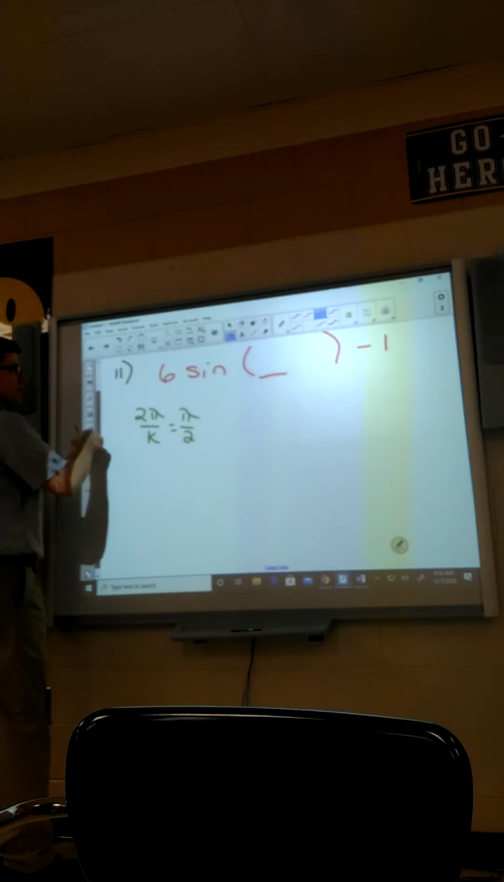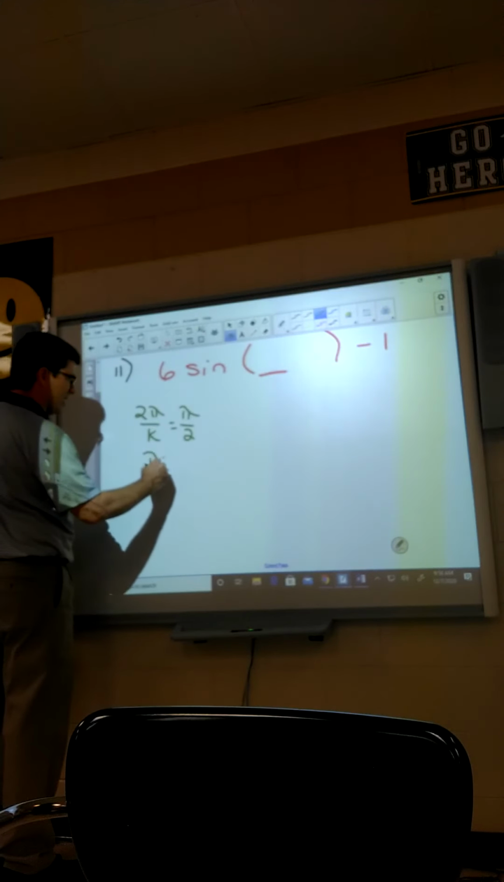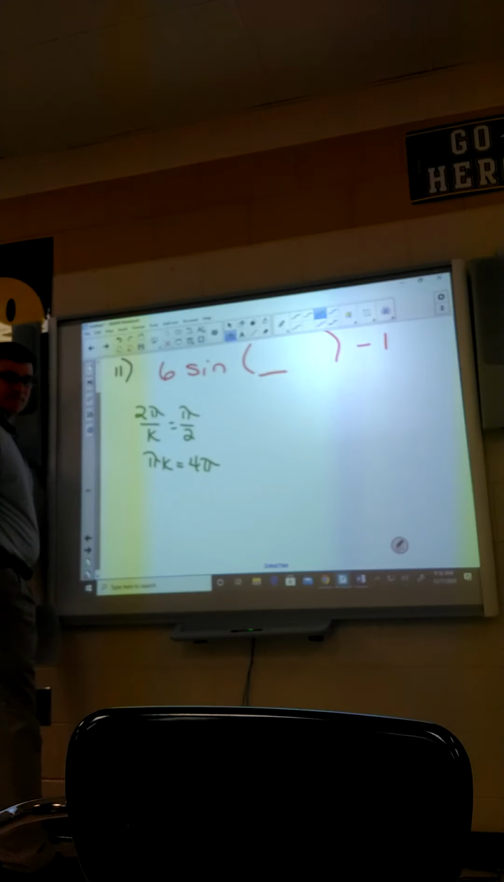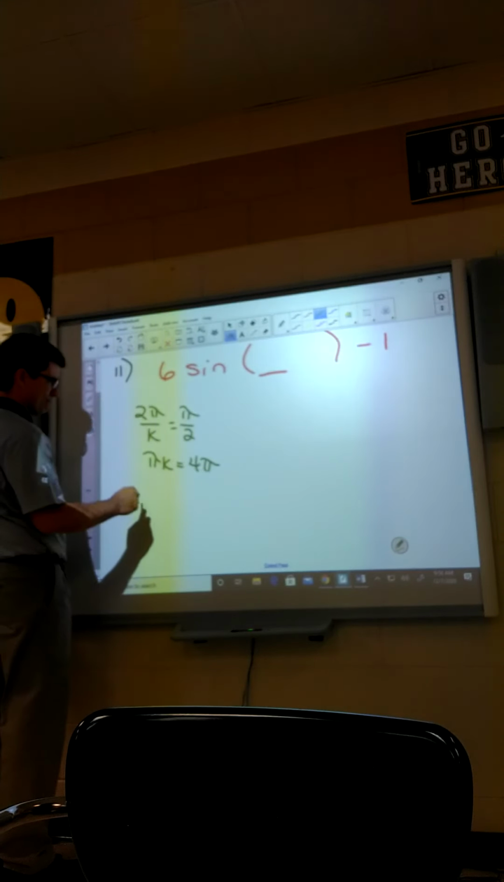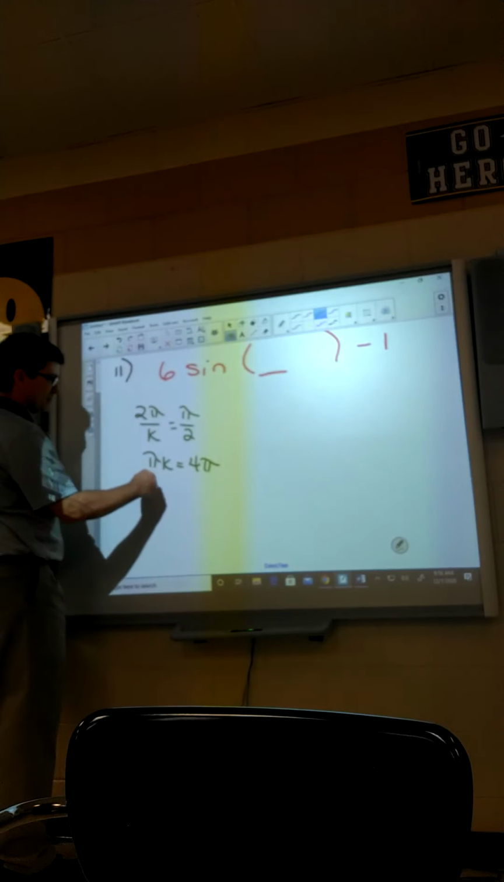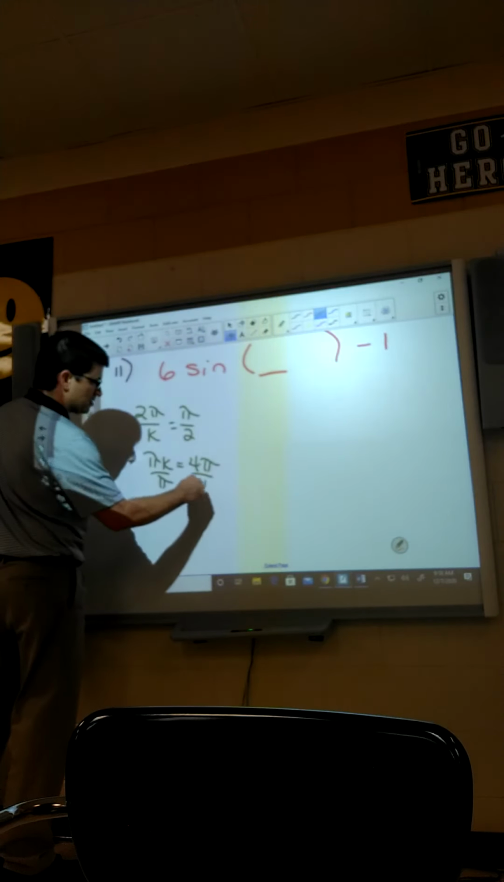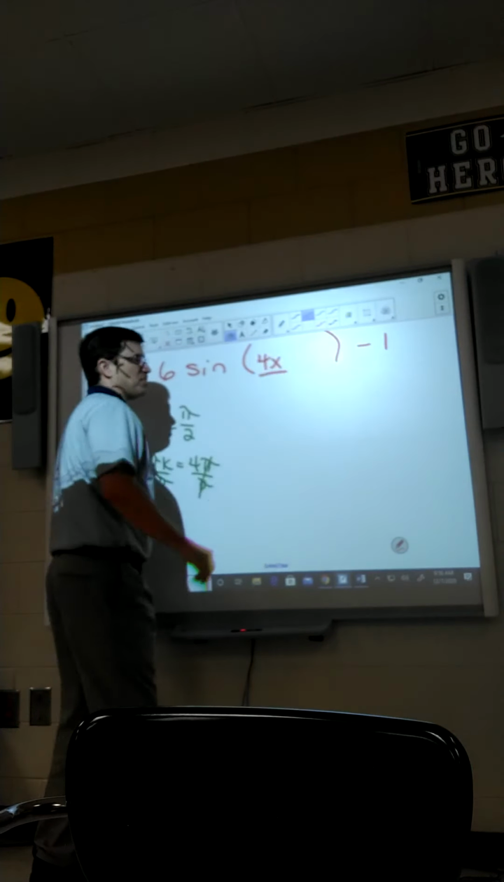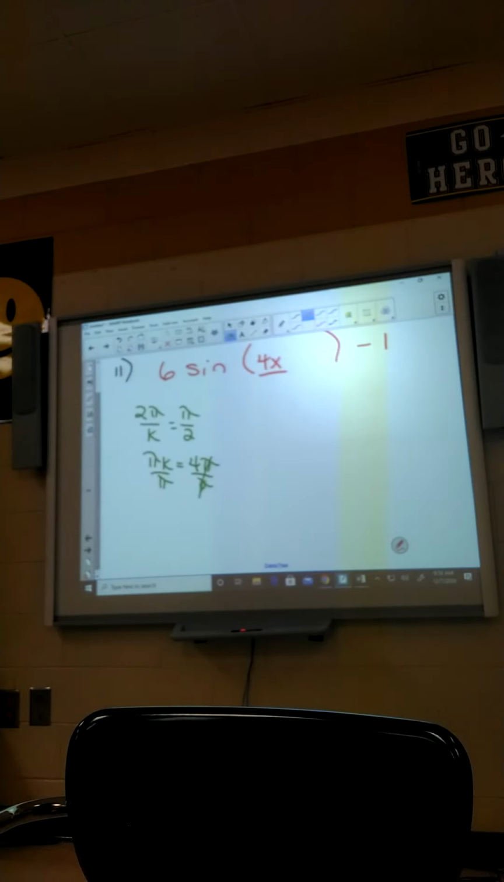All right, so when I cross multiply, I got pi and k, and I got 4 pi. So Silas, what do I divide by? Would it be pi over k? You always divide by what's with the k. So I got to divide by pi. So my answer is 4. So look, right here I put 4x in that spot. Check my work for me off everyone you do. All right, we good on that, Silas?